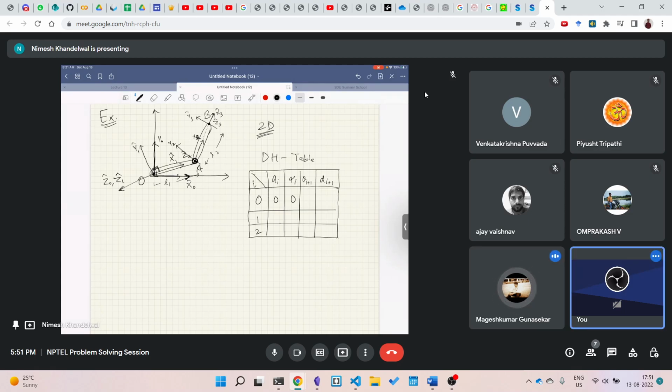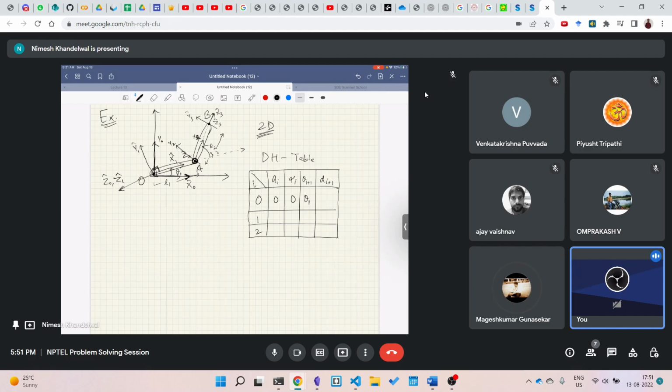What is theta_i plus 1? Since i is 0, theta_i plus 1 should be theta 1, because we are defining that the angle between x0 and x1 is theta 1, and the angle between the extended x1 and x2 is theta 2. So it is theta 1. And then what is d_i plus 1? d_i plus 1 is L1.